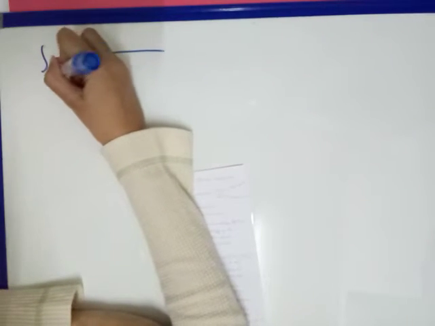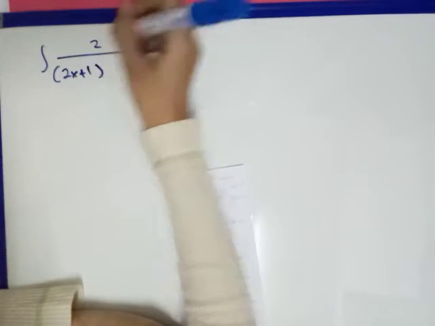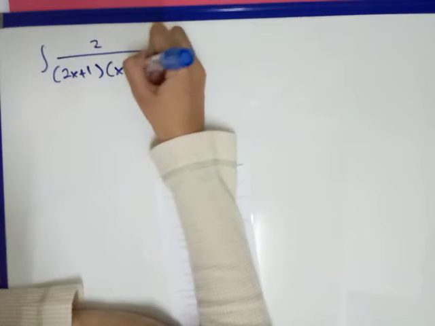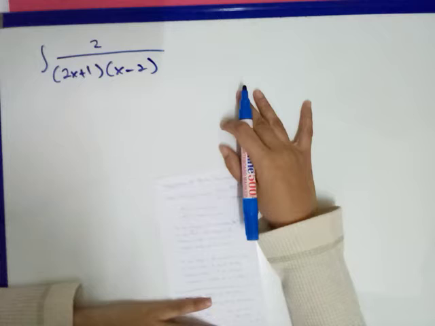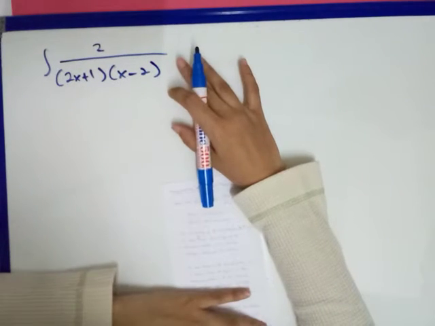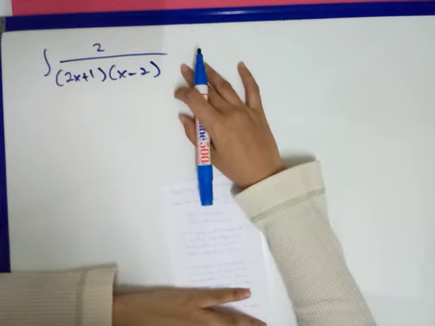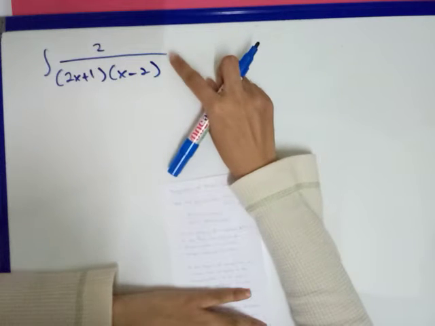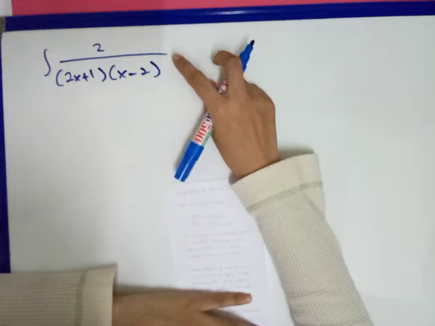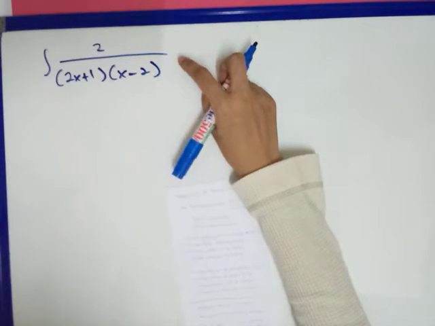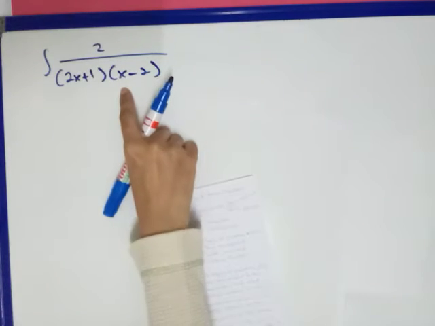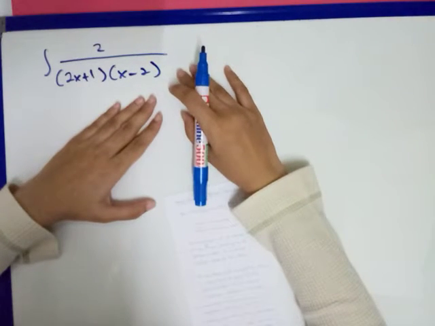Okay, we have the integral of 2 over (2x plus 1)(x minus 2). For this topic it is about distinct linear factors. We have two types. This one is distinct linear factors and another one is repeating linear factors. So kita fokus pada 2.17 first.